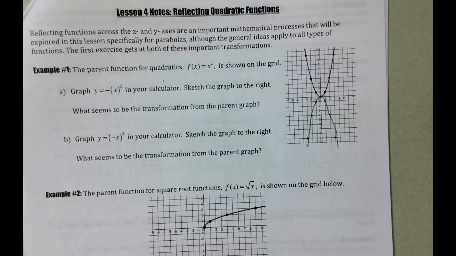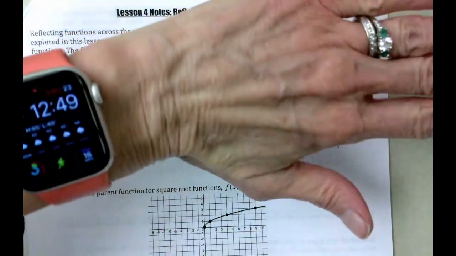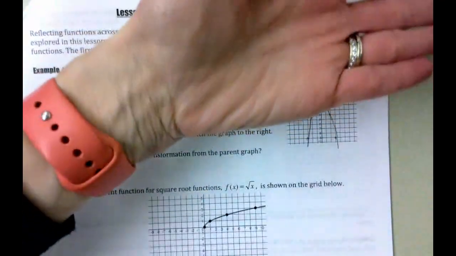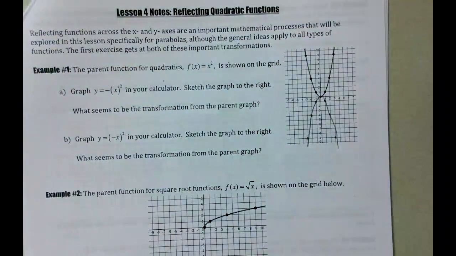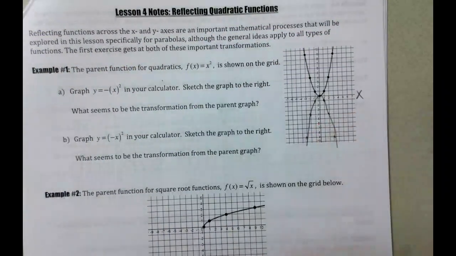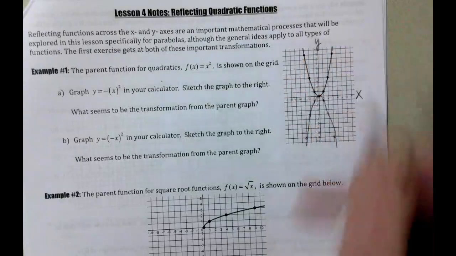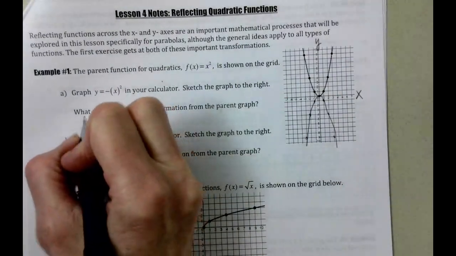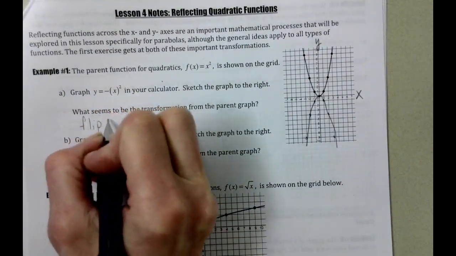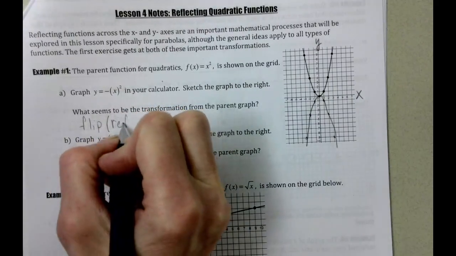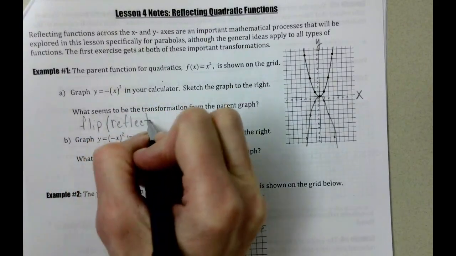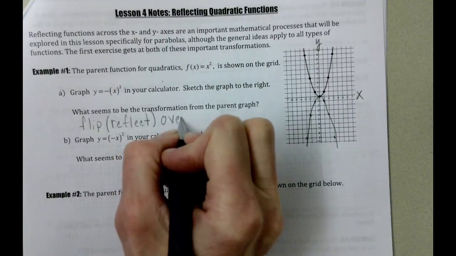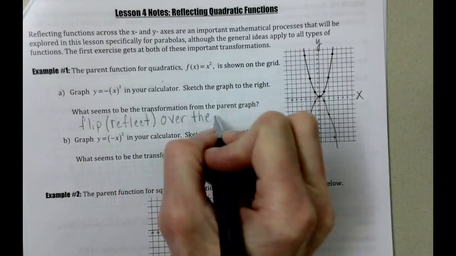As we sketch that here, what seems to be the transformation from the parent graph? Well, I'm going to use a hand gesture here, and what happens is we seem to flip this graph over the x-axis. And it's a reminder here that this is the x-axis and this is the y-axis. And flipping is also known as reflecting the graph over the x-axis.